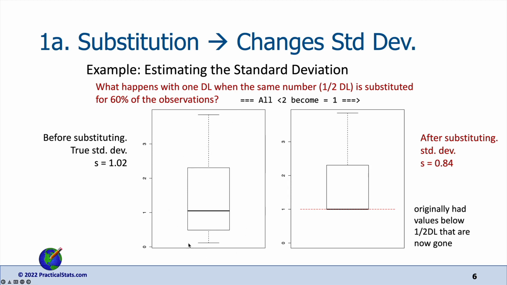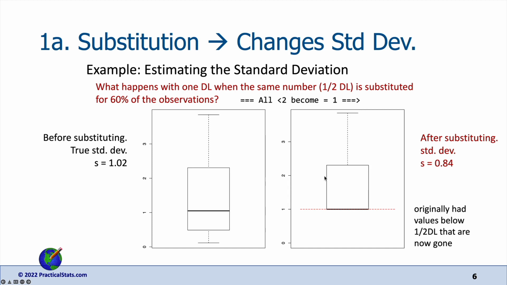So here's an example. This is a box plot, a plot of percentiles. The standard deviation for this data is 1.02. Now I'm going to declare that there's a detection limit at 2 in the laboratory. So everything below that 2, about maybe 60% of the data, is now less than 2 when it's reported to you. So what do you do? You say, less than 2s, I'm going to call all of those 1s.